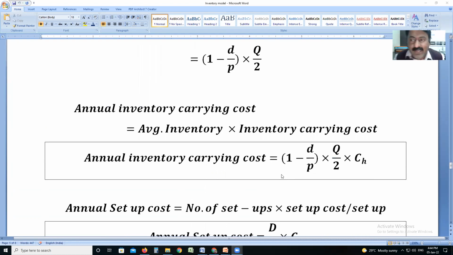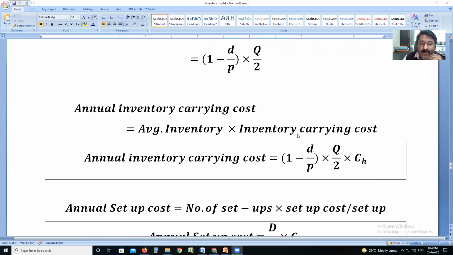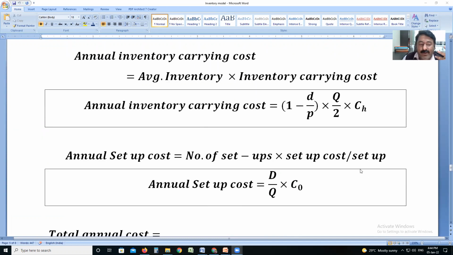Average inventory carrying cost. Now we are writing the formula. Average inventory carrying cost and average setup cost or annual setup cost. Average inventory into inventory carrying cost. Inventory carrying cost we have already written as CH. And what is average inventory? (1 minus D by P) into Q by 2, as mentioned in the above formula, into CH. This is your average inventory carrying cost.